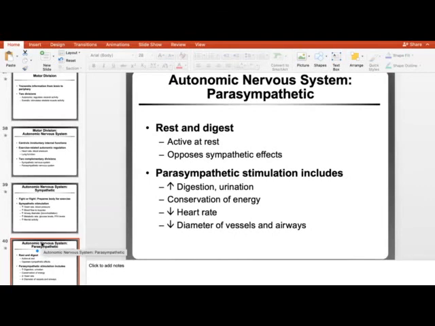And again, your parasympathetic nervous system is the rest and digest. It's the opposite of your sympathetic nervous system. Increases digestion, conserves energy, reduces heart rate, reduces the diameter of your blood vessels and airways, saves oxygen, saves carbohydrates, saves fuel. Stores energy for the next bout of sympathetic nervous system activity.